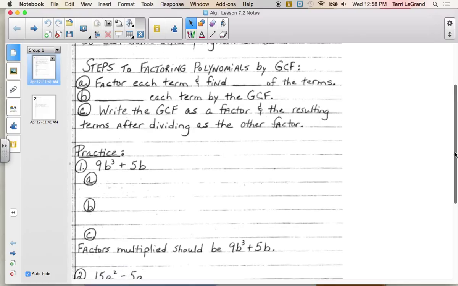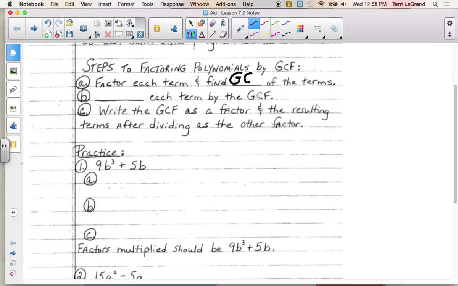So the steps to factoring polynomials by the GCF. What does GCF stand for? Greatest common factor. So we're going to factor each term. That's going to be our first step. And find the GCF of the terms. So we're going to look at those terms together, whether there's 2 of them, 3 of them, 4 of them, however many there are. We're going to see what's the GCF of all of those terms acting together.